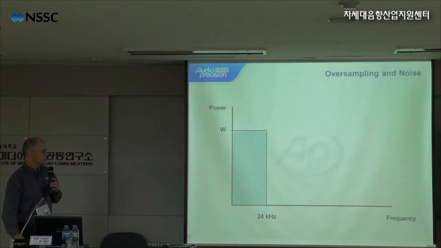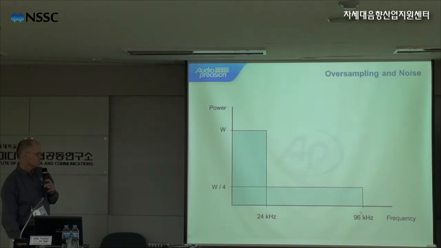So this illustrates oversampling and noise. Here you have a certain noise power that's in the baseband of the audible band of up to 24 kilohertz. And if we sample it 4 times the rate, we reduce the noise power by 4, and the effect is only 1/4 of the noise power is left in the audio band.